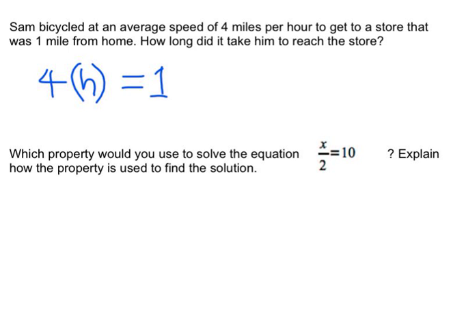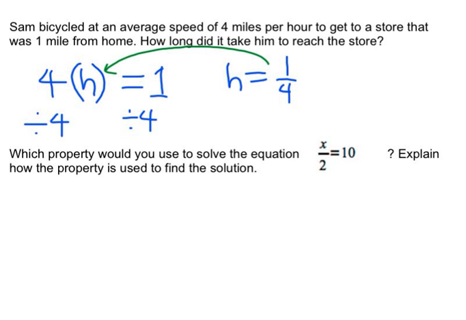So we're going to divide both sides by 4. And when we do that, we're going to end up with h is equal to 1/4 of an hour. And that makes sense, because if you plug that back in one more time, you end up with 4 times 1/4 is equal to 1, which makes perfect sense. Which property would you use to solve the equation x divided by 2 is equal to 10? How is the property used to find the solution?